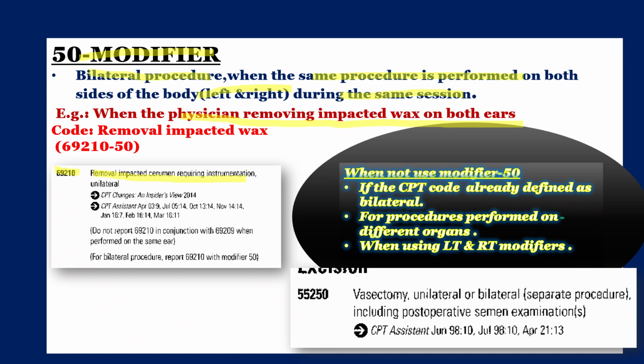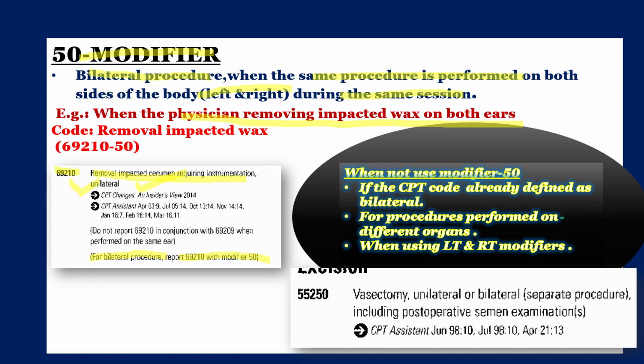That is, it is unilateral. The code is given as unilateral. So you can see here down in the description, for bilateral procedure, report 69210 with modifier 50. So if the physician is doing two sides, that is a bilateral procedure in the same session, it means two sides of the body, two sides of the organ. In that case we should append 50 modifier to the procedure code.